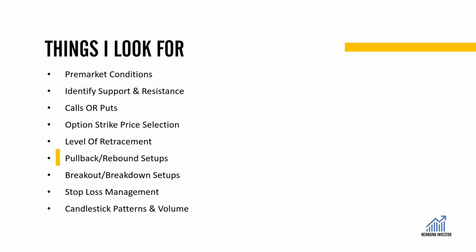I basically trade 4 setups, the first 2 being either pullback or rebound setups, the third and fourth setup being breakout and breakdown setups. Then irrespective of the setups, how do I manage my stop loss? And then finally, before getting into the trade, I look for candlestick patterns and volume. So all these combined are the steps that I follow before getting into an actual trade. Now let's look at each of these steps individually.